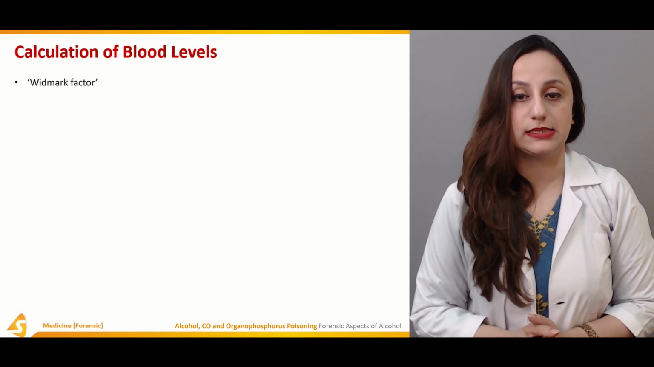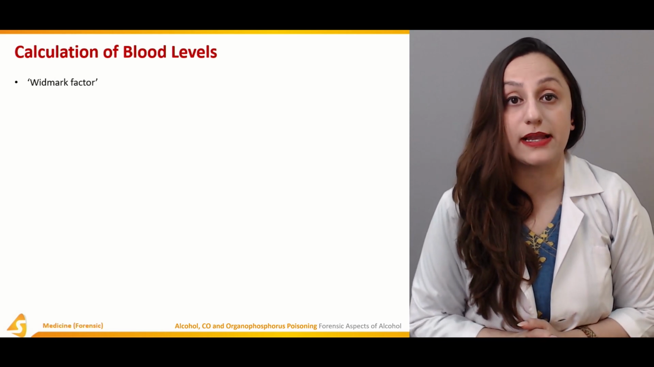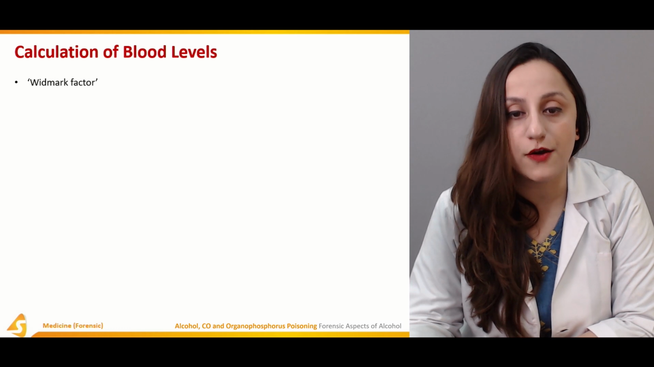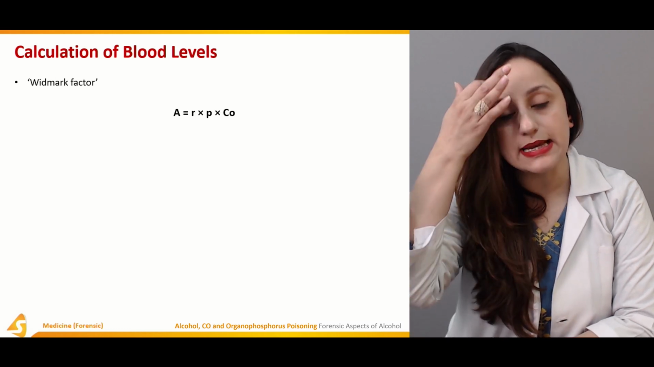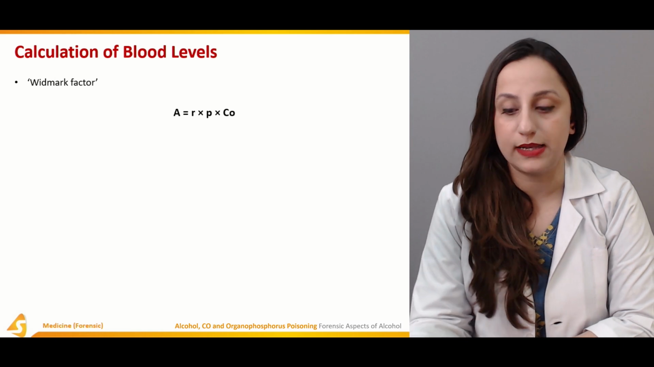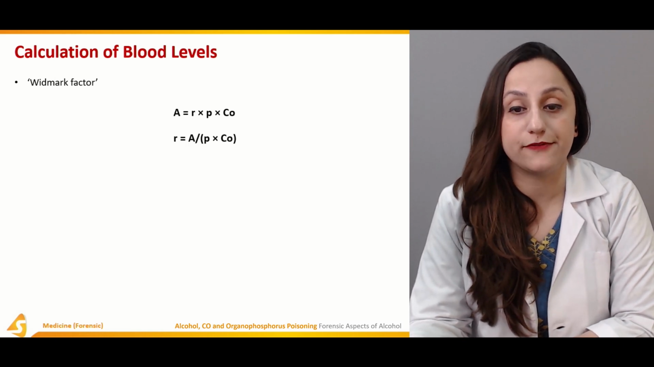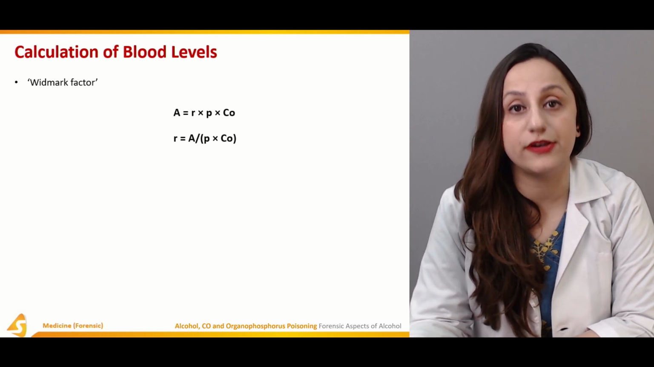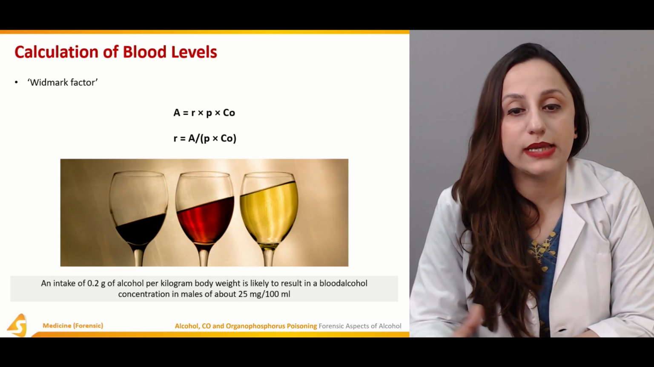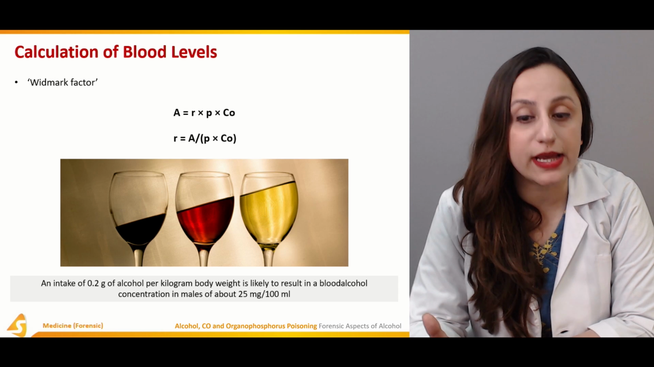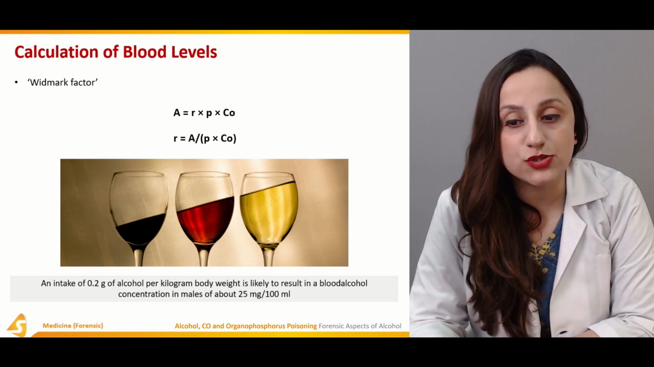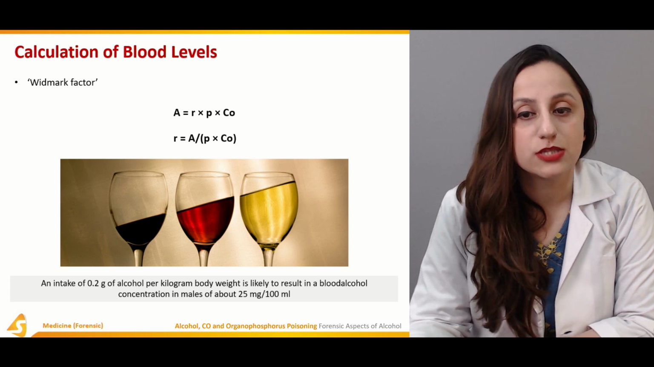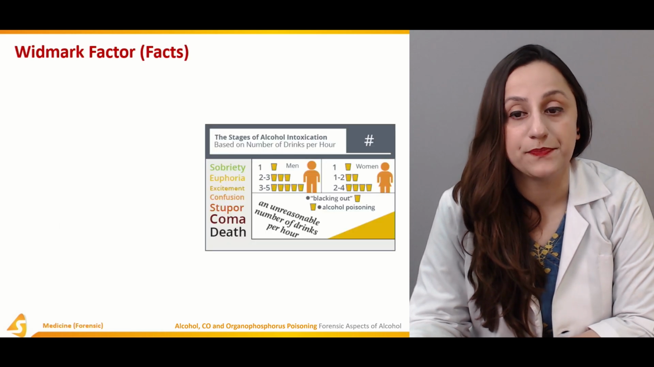Now, how do we calculate these blood levels? There are some factors and calculations done by a scientist named Widmark, and thus it is named after him, the Widmark factor. It's basically the concentration of the alcohol that is put in these formulas, and it can give you the blood levels. So breath tests are again very important, and blood sampling is again very important whenever we are calculating these Widmark factors. An intake of 0.2 grams of alcohol per kilogram body weight is likely to result in a blood alcohol concentration in males of 25 milligrams per 100 ml.